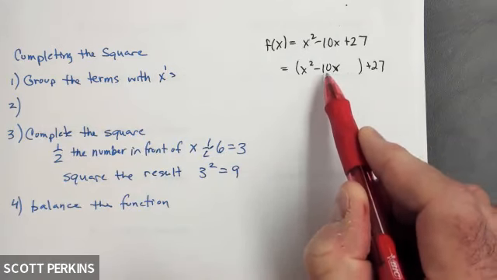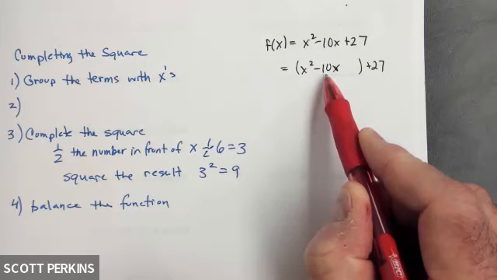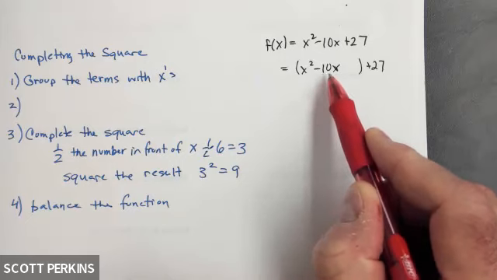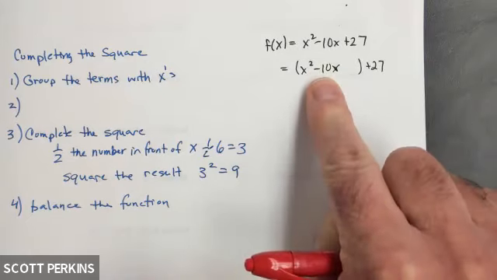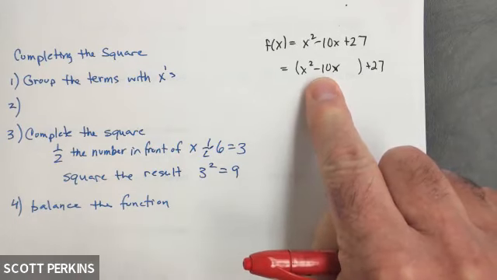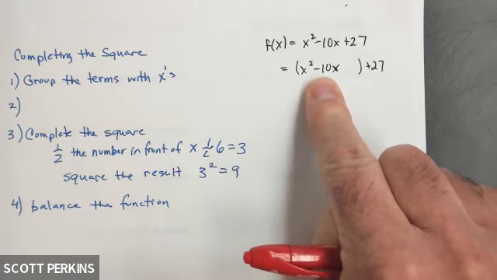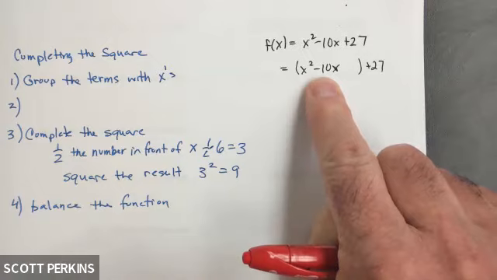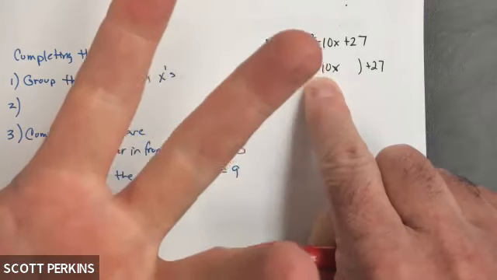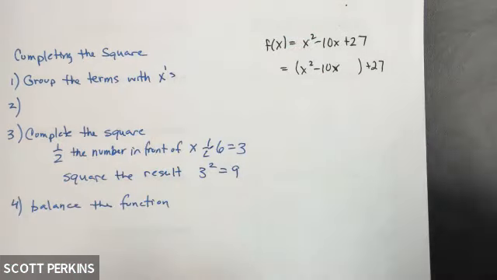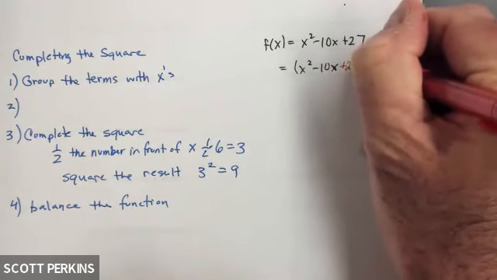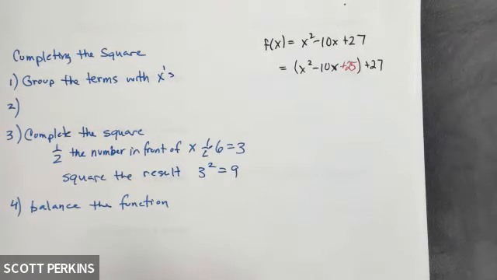Multiply -10 by 1/2. Perfect. Half of this number right here, and you can consider the negative or not. We're going to square it, so it's going to be positive. What's half of -10? It is -5. What's -5 squared? Plus 25. So I'm going to add 25 inside there.